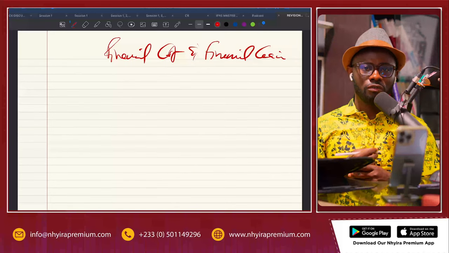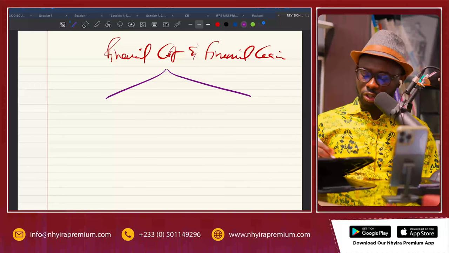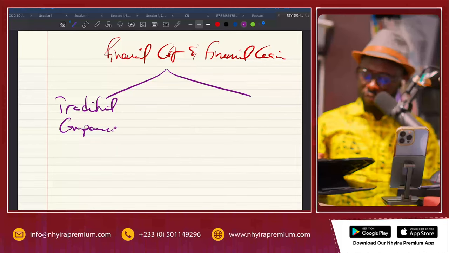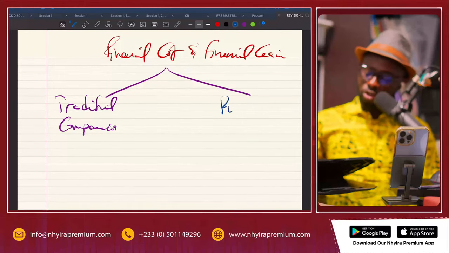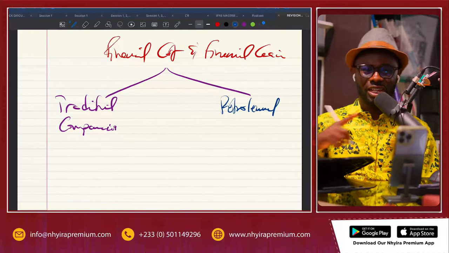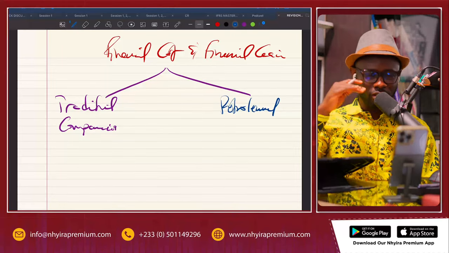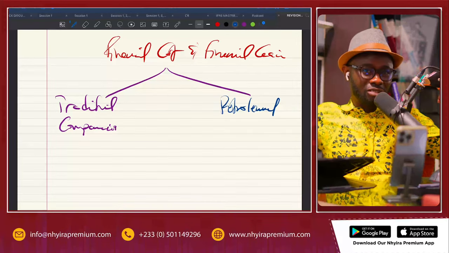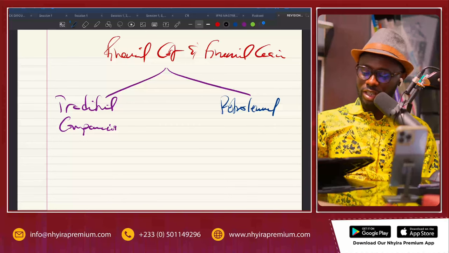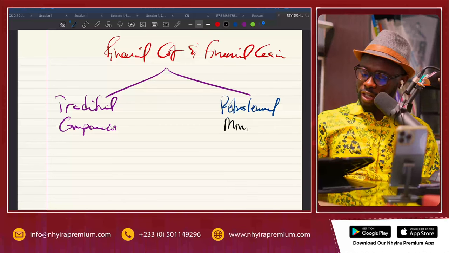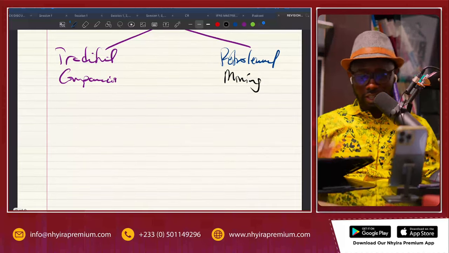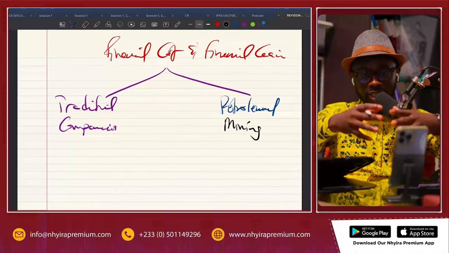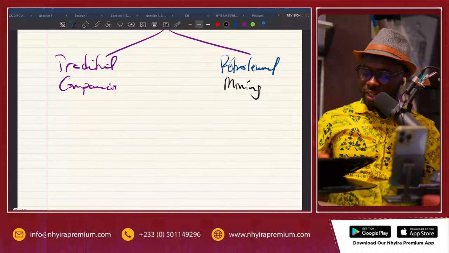Now, when it comes to the treatment of financial cost and financial gain, it is important we know where we are at. Either we are in the traditional companies, this is for principles of taxation students, or we are dealing with petroleum and mining. Please, principles of taxation students, anything about petroleum and mining is above your pay grade. So just let it pass through one of your ears and come out. Don't let it stay in your head, okay? Just focus on the traditional companies, that's your level. But corporate reporting students, the two are applicable. Advanced taxation students, the two are applicable to you in that case.